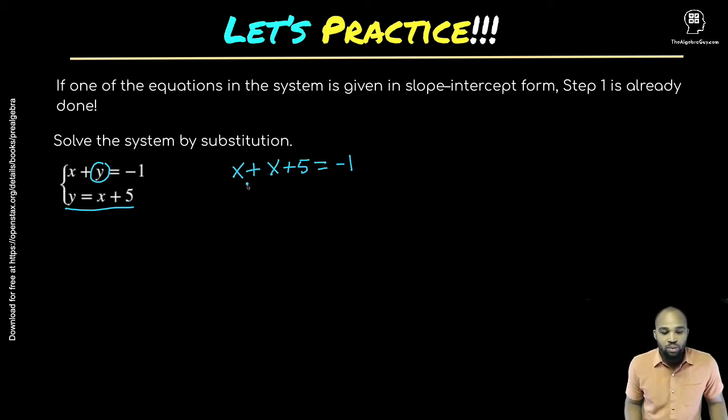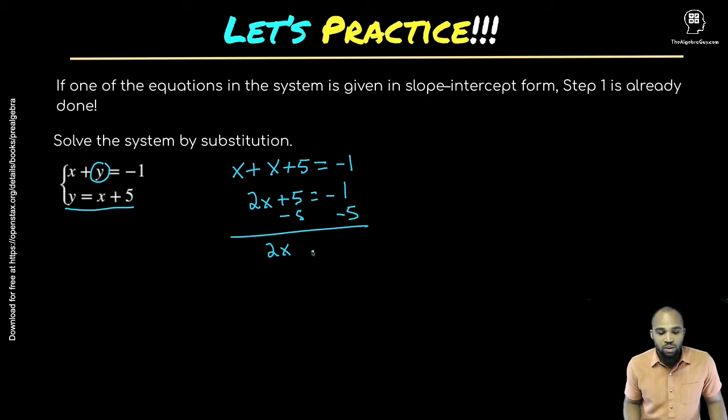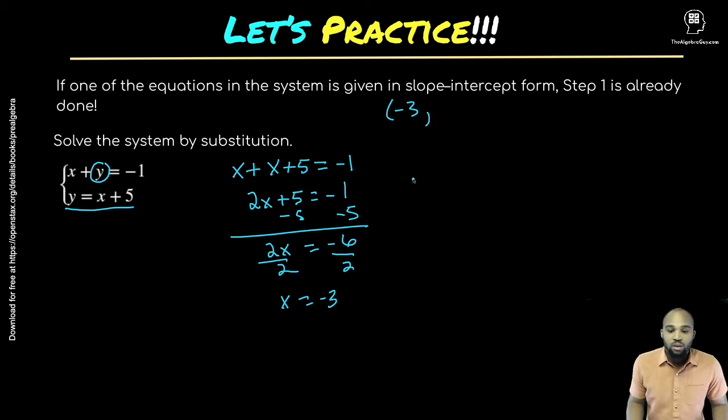Now let's solve for this one. This is x plus x, which is 2x, plus 5 equals -1. Subtracting 5 to get my x by itself gives me 2x equals -6, divided by 2, and x is going to equal -3. So I have my x value. Yay! Now I need my y.